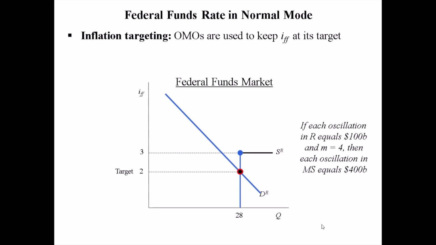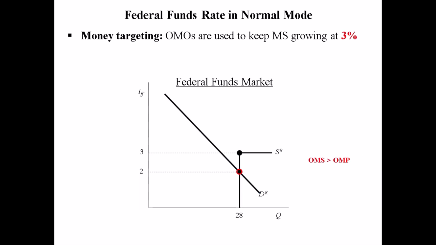So trying to keep the federal funds rate at its target causes the money supply to oscillate. And if the demand for reserves is oscillating wildly, then you're going to see wild oscillation in the money supply growth rates. Now suppose instead the Fed decides to target the money growth rate. And you've got to remember, demand for reserves is not static, it's bouncing around.